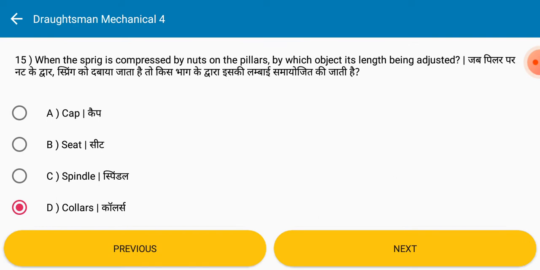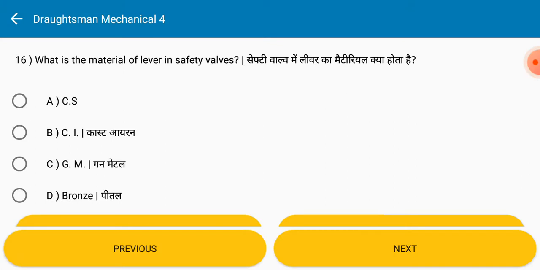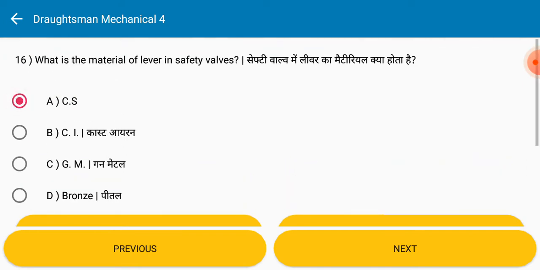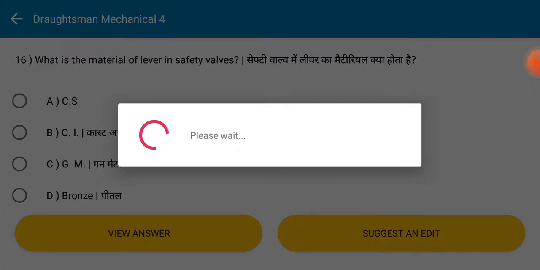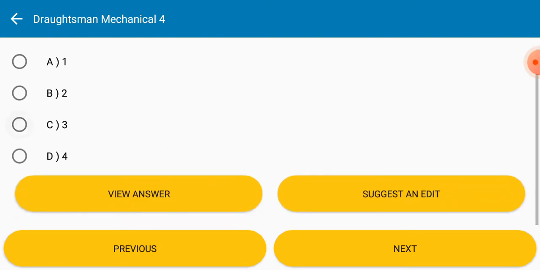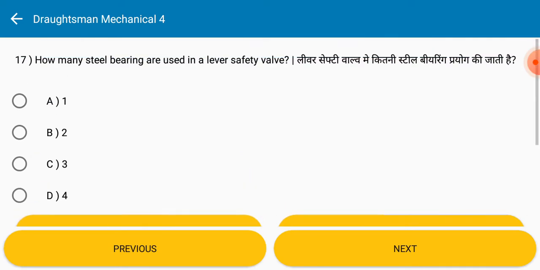Next question. What is the material of lever in safety valve? Option number A is the right answer, CS, cast steel. Next question. How many steel bearings are used in lever safety valve? Option number A is the right answer, 1.